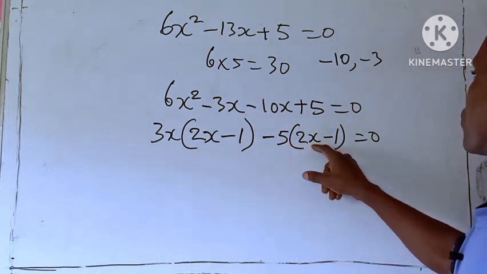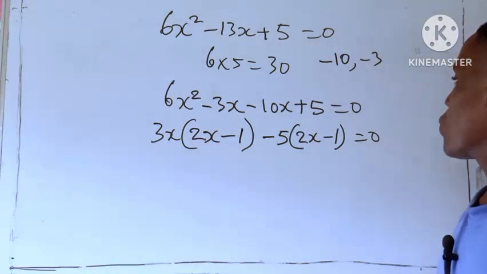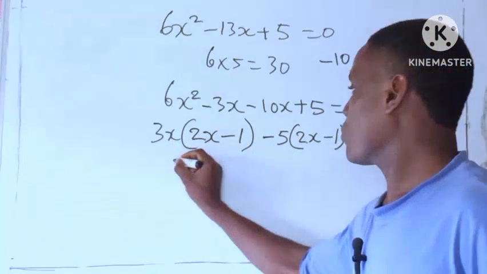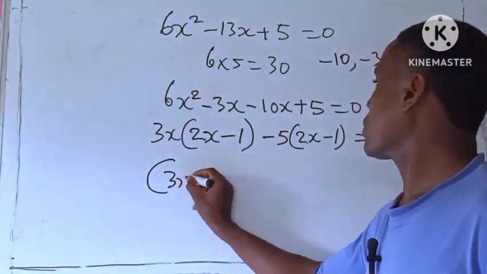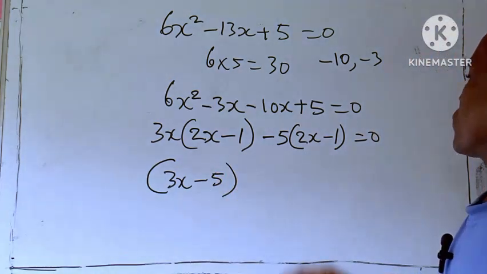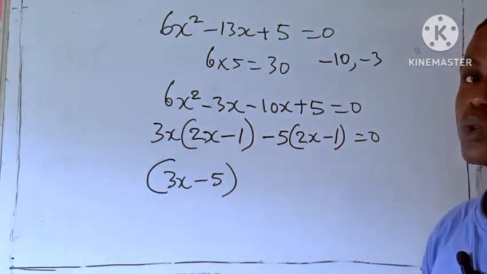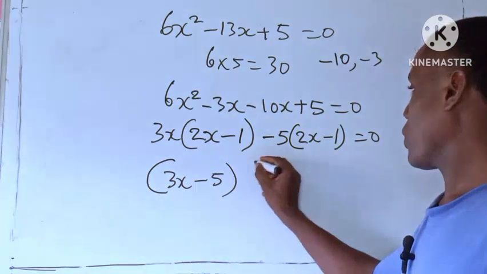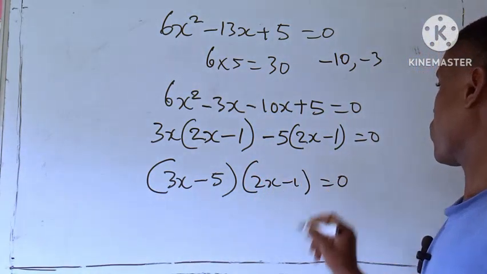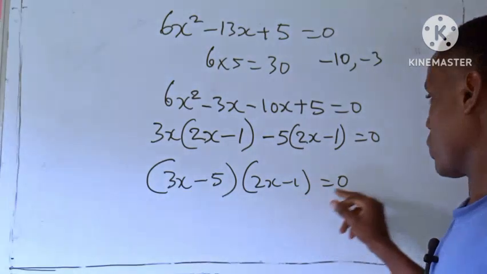So 5 times 2x will give us 10x. 5 times 1 will still give us 5. So we have 3x and minus 5 outside, so let's put them in a bracket: 3x minus 5. You see that these two terms are the same, 2x minus 1 and 2x minus 1. So meaning you take only one. So 2x minus 1, everything equal to 0. So meaning this one is equal to 0 or this one is equal to 0.